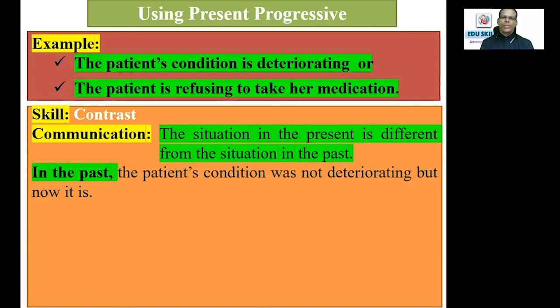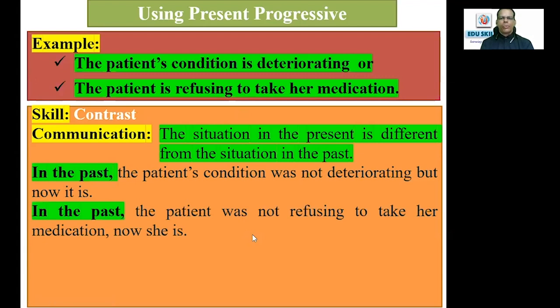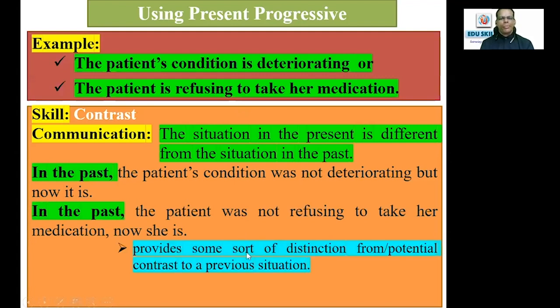So what does it mean? The patient's condition is deteriorating means in the past, the patient's condition was not deteriorating, but now it is deteriorating. This simple sentence means that. And the patient is refusing to take her medication means in the past, the patient was not refusing to take her medication, but now she is refusing to take her medication.